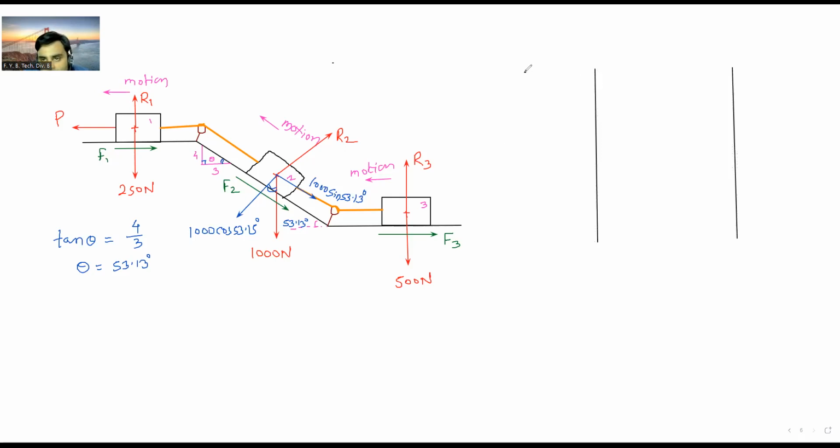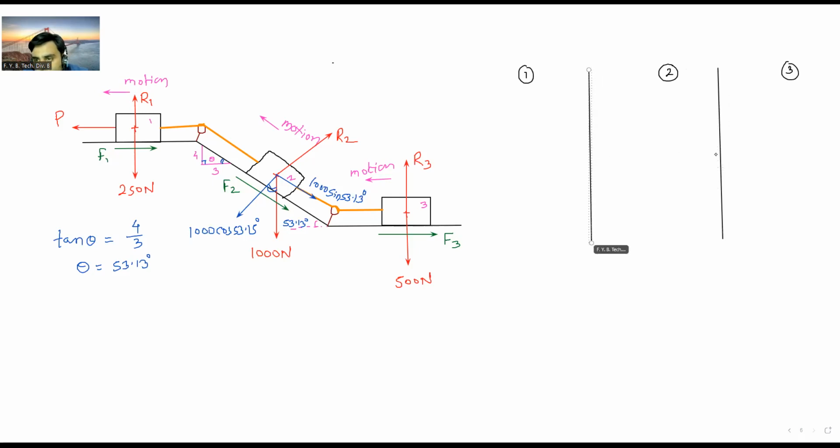बघा इथं मी घेणार आहे फर्स्ट ब्लॉक, इथं घेणार सेकंड ब्लॉक, इथं घेणार थर्ड ब्लॉक. So in this case, first of all, for the first block, if I apply summation Fy equal to 0, what will I get? R1 minus 250 equal to 0. Therefore, what is the value of R1? It is 250 Newton. Correct?